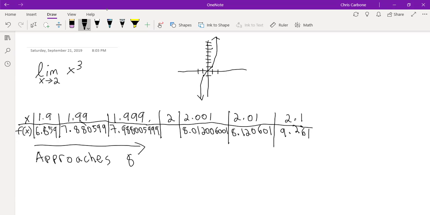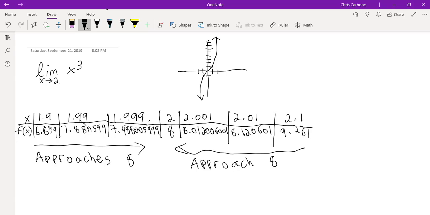from the left. Likewise from the right here, again going towards that 2, we have 9.261, 8.120601, 8.012006001. Both of these also approach 8. So since we have this limit here approaching from the left and from the right, both being 8, the value of that function at that particular point has to be 8.